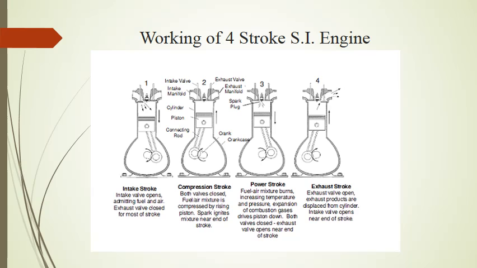Each cylinder of a 4-stroke engine completes these 4 operations, that is suction, compression, expansion and exhaust, in 2 engine revolutions. 1 revolution of the crankshaft occurs during the suction and compression strokes, and the second revolution during the power and exhaust strokes. Thus, for 1 complete cycle, there is only 1 power stroke while the crankshaft turns by 2 revolutions.